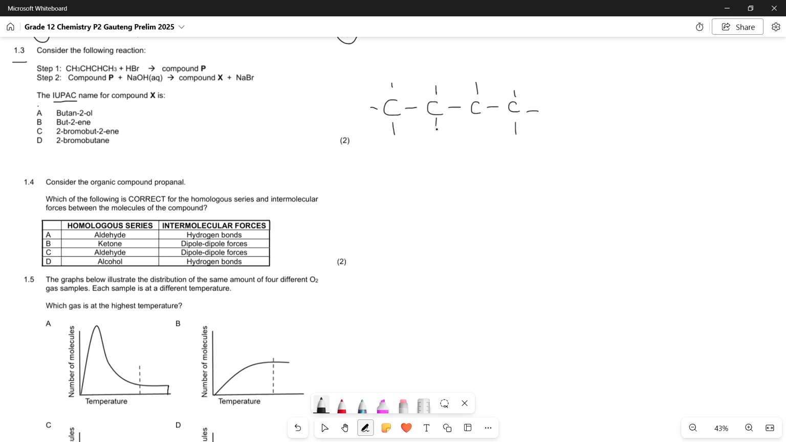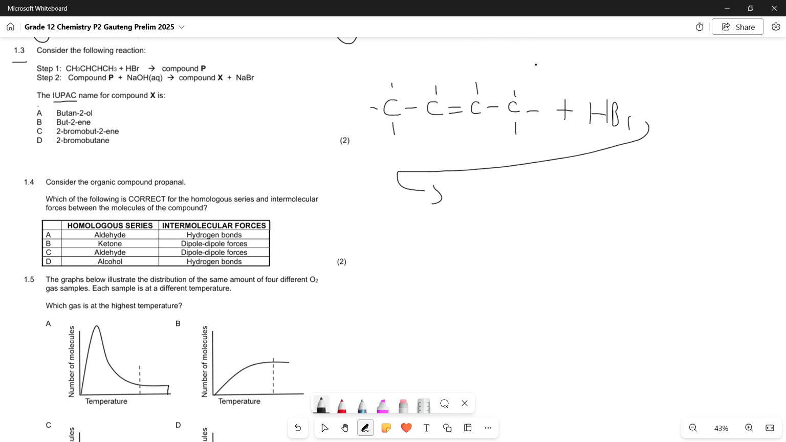And we can't draw the H over here because they didn't have an H over there, which means the only way to satisfy this middle portion here is to draw a double bond in between it, which means we have this meth eth prop but, this but-2-ene, and we have to add HBr is what they told us, which means we're going to draw this down here, forming compound P.